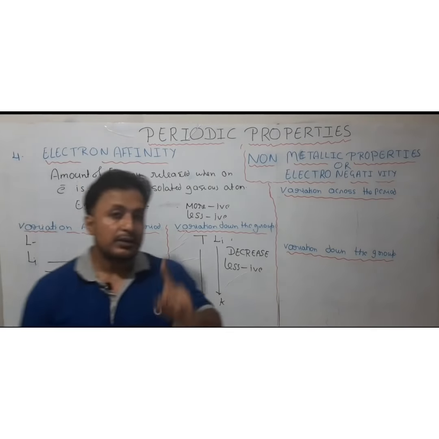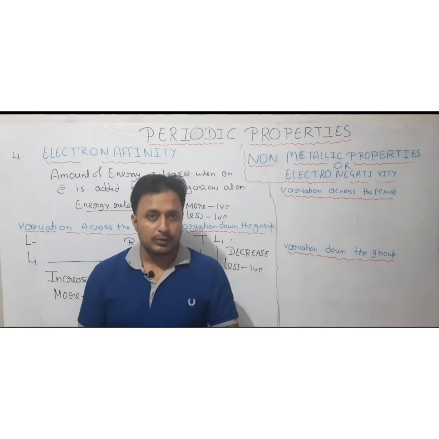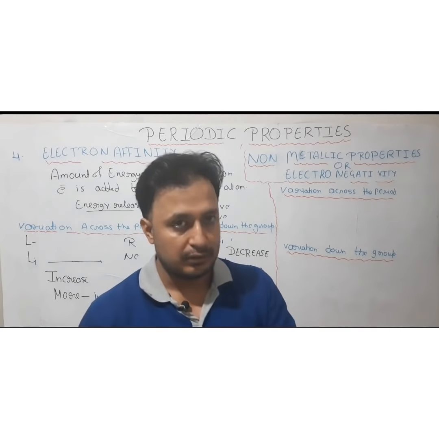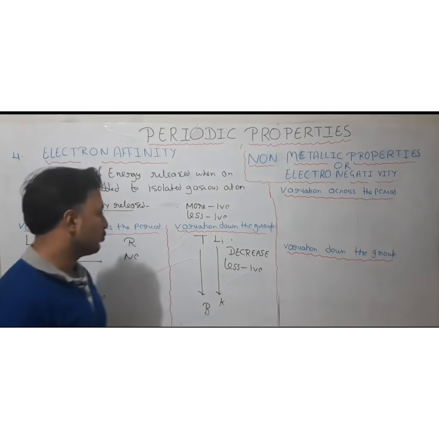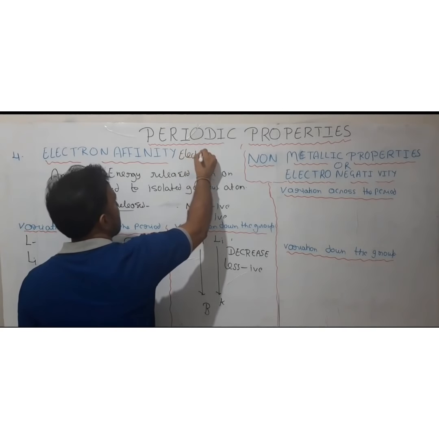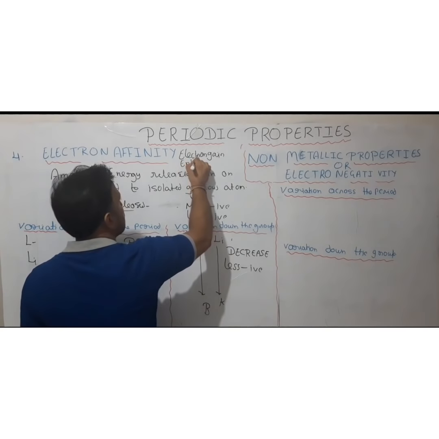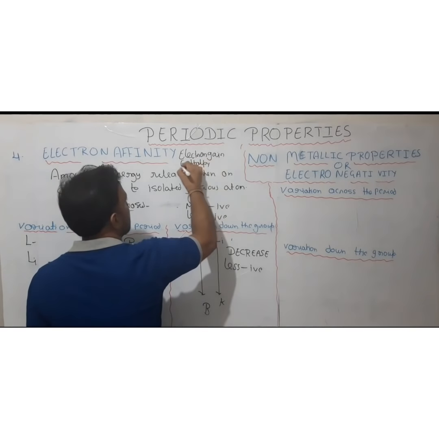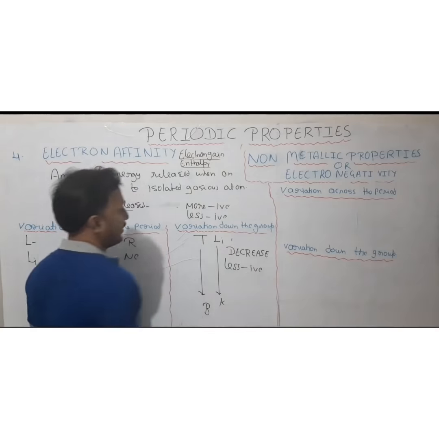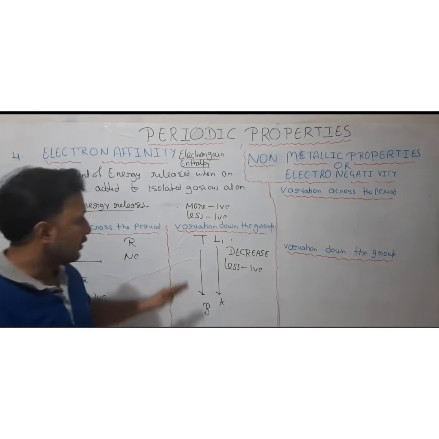One more thing, students, electron affinity can also be known as electron gain enthalpy, because it's an energy related to the gaining of electrons. I am writing it here, electron gain enthalpy. Sometimes the other name is used and you will be confused, so remember it is also known as electron gain enthalpy. So it becomes less negative as we move down the group.